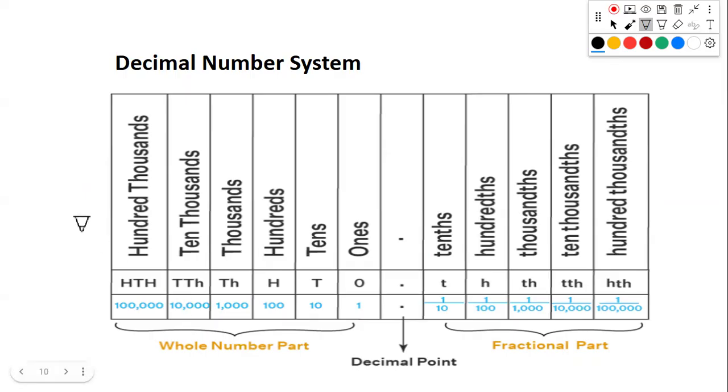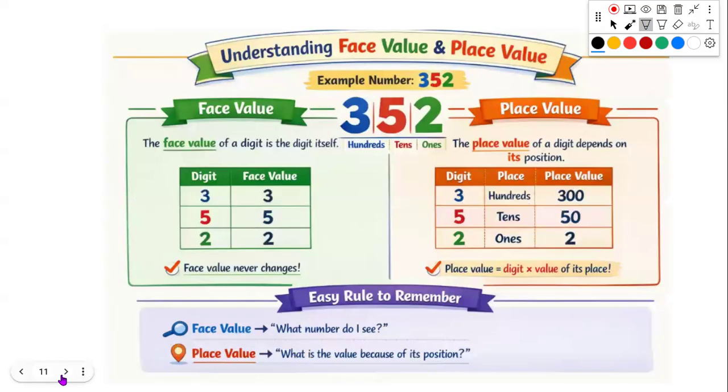So, the decimal number system. You have ones, which is also called units, then tens, hundreds, thousands, ten thousands, and so on. Similarly, there are tenths like that. And what is face value and what is place value?